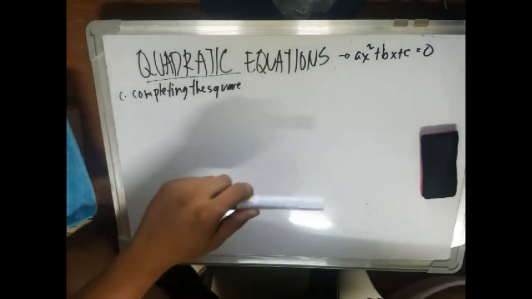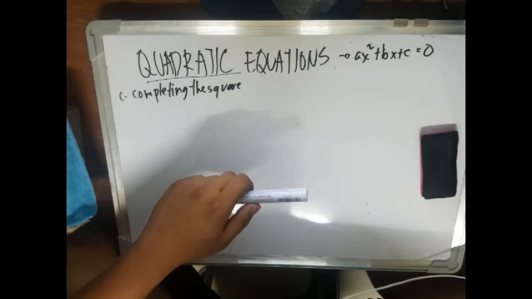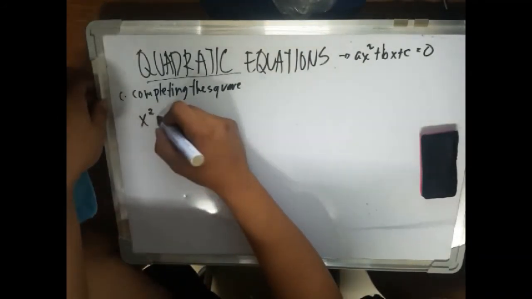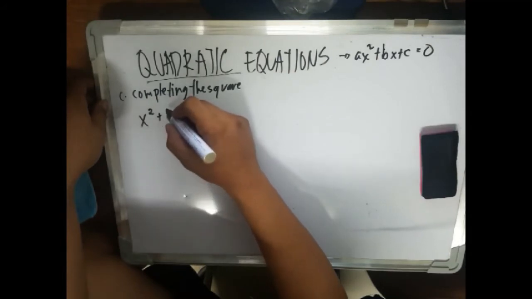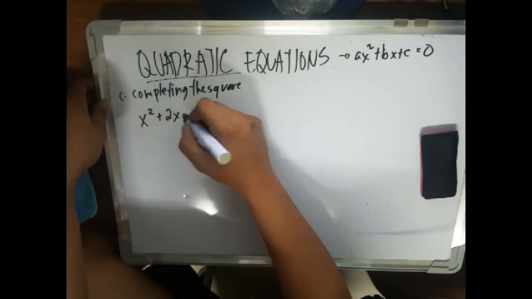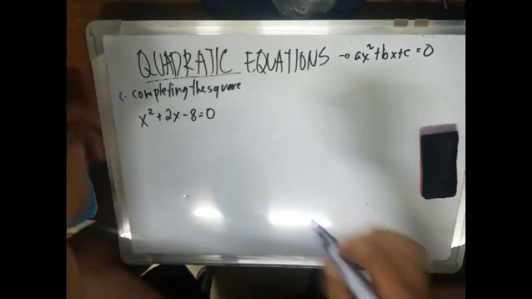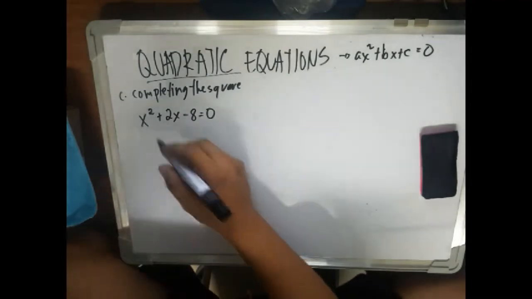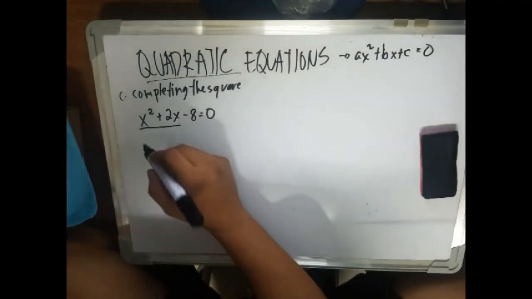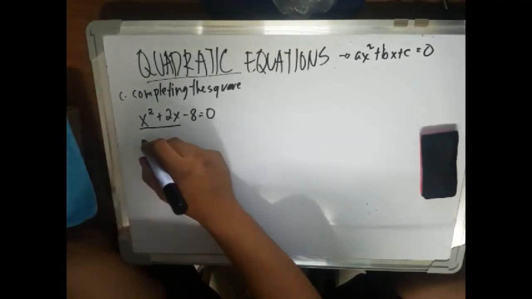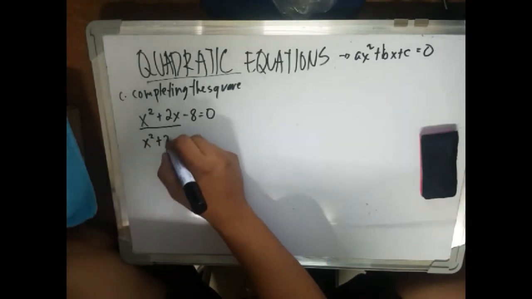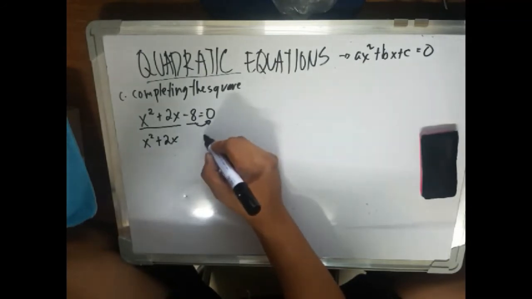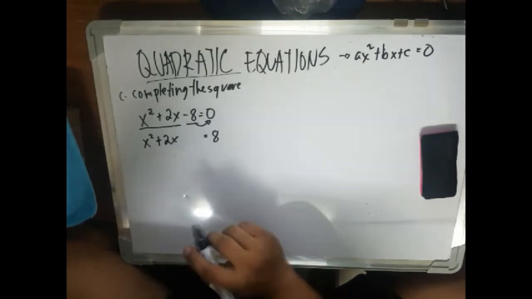Okay, with completing the square, so ganito siya. So, let's have x squared plus 2x minus 8 is equal to 0. So, paano ba yung tinatawag natin completing the square? Ang gagawin natin, yung may mga variables, iwan natin siya sa left side. Yung walang variable, ililipat natin sa right side. So, isa-segregate natin. So, dito si 8, segregate.